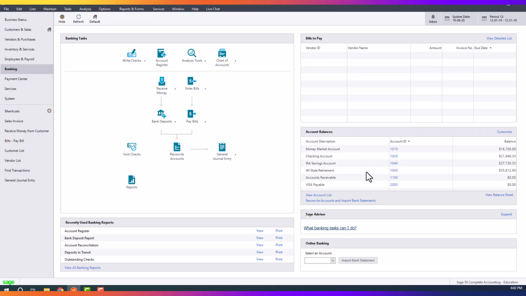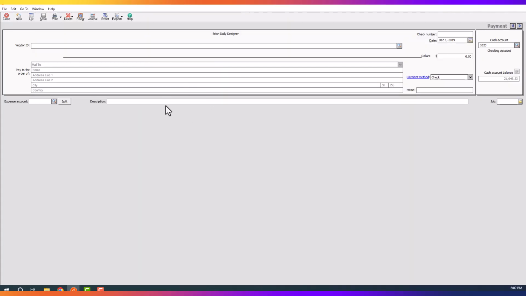And the first transaction we need to record is the ATM withdrawal on December 3rd for $400. So that's going to show up in the write checks window. So make sure you're on the banking area. From the navigational menu, select write checks, go to new check, and then enter those details.